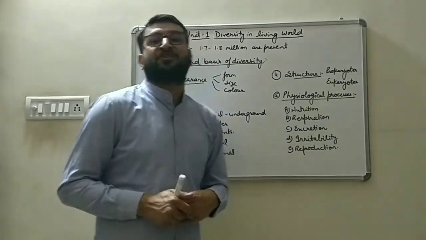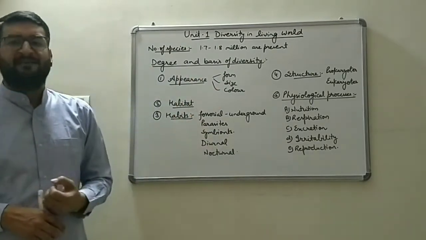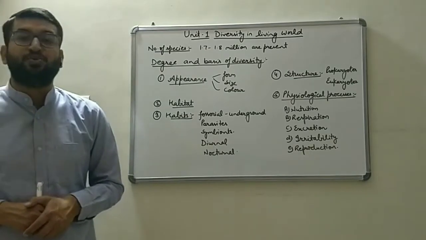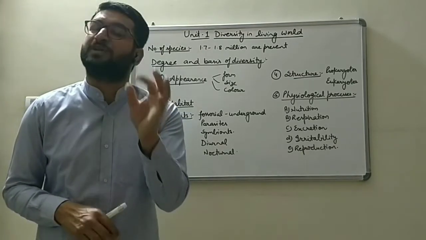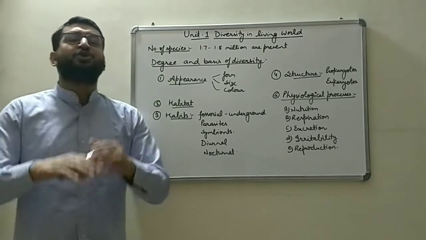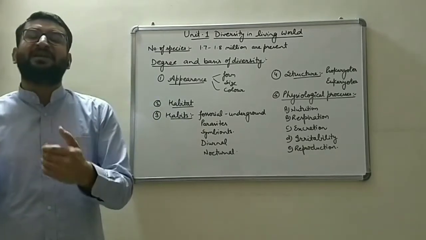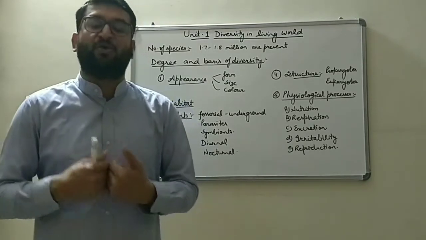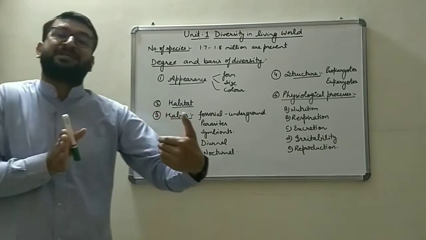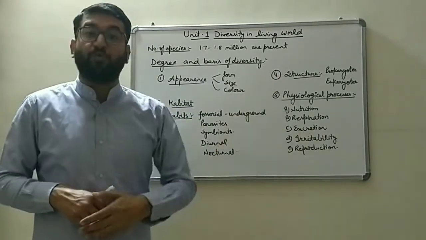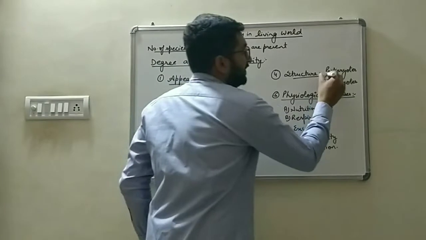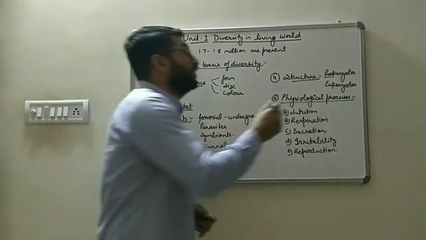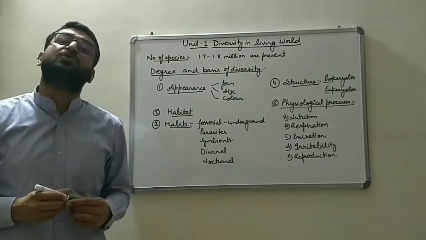Next, fourth is structure. This is the structural composition, whether the organisms are prokaryotes. Prokaryotic cells are the cells that do not possess a well-defined nucleus, which do not have a nuclear membrane to separate the nuclear material from the cytoplasm. The organisms which possess prokaryotic cells are known as prokaryotes. Pro means primitive, and karyon means nucleus. Next is eukaryotes. Eu means advanced, and karyon means nucleus.